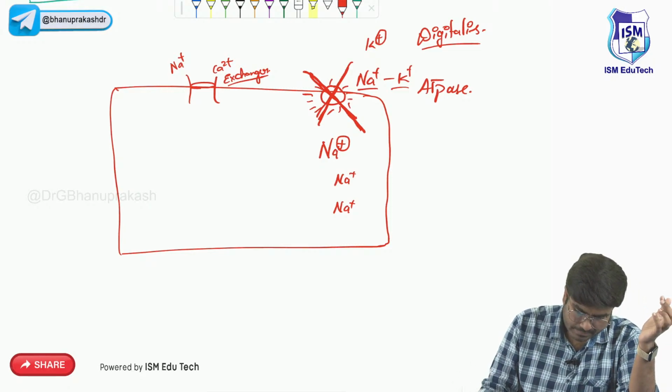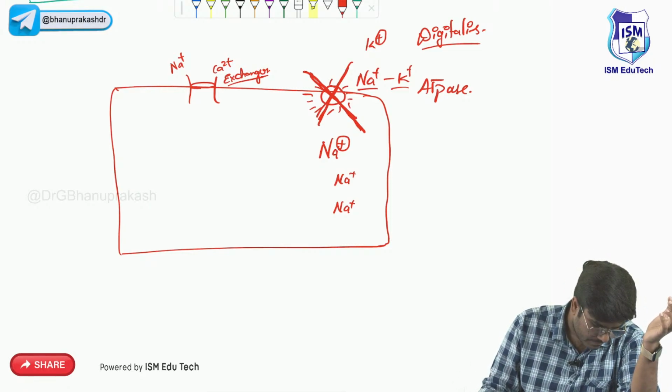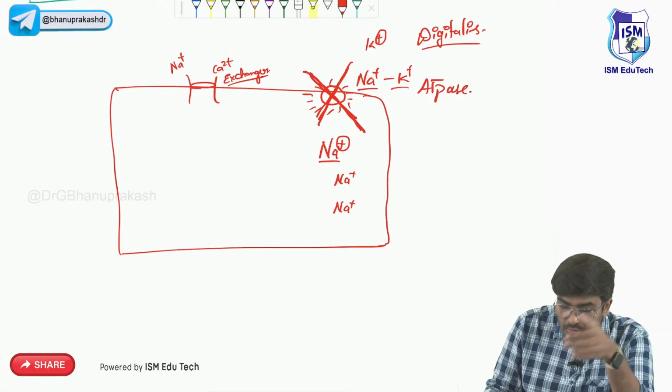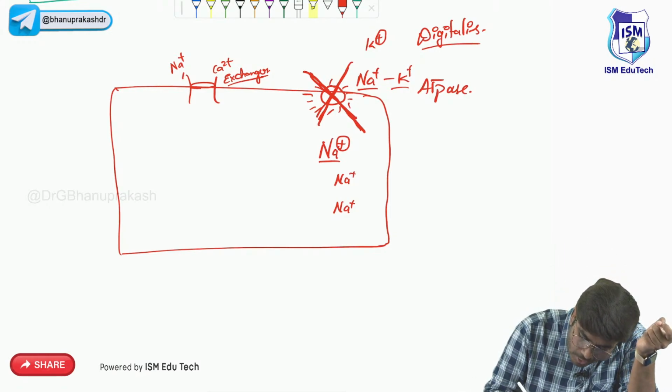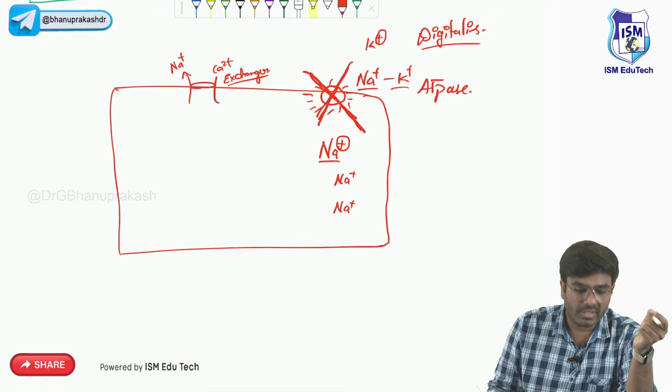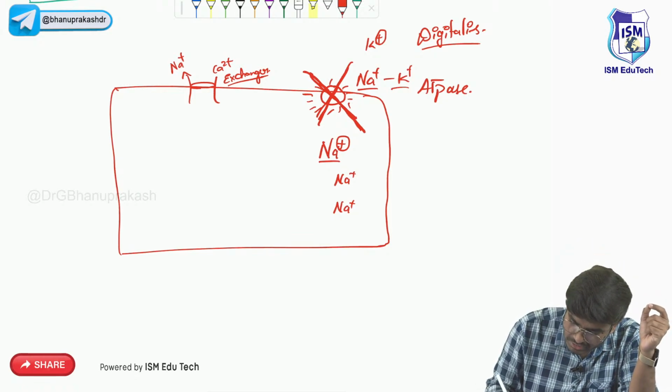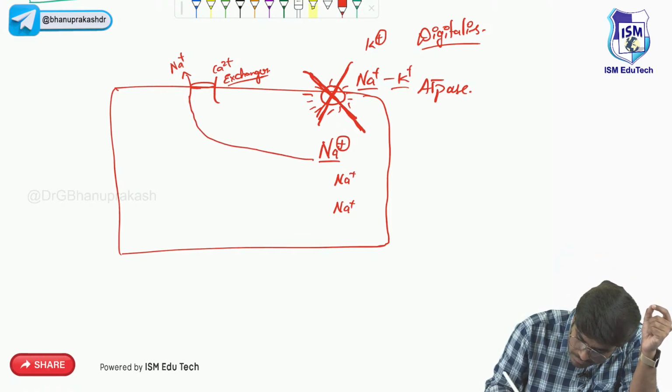What will happen, guys? Sodium is not going out. Now the sodium needs to be thrown out. So there is something called the sodium calcium exchanger. Now all the sodium will try to go out via the sodium calcium exchanger.